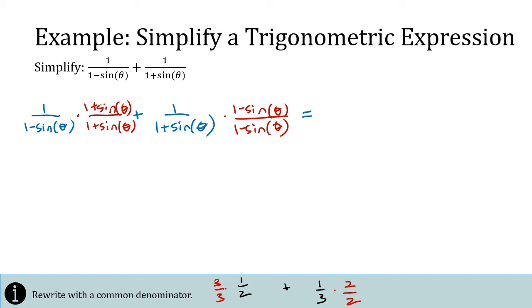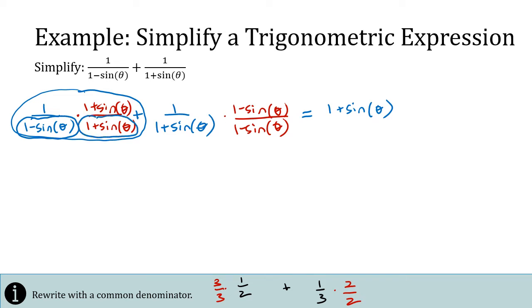Well, if I take a look at this first piece, I'm going to get 1 times 1 plus the sine of theta, so I'm just going to call that 1 plus the sine of theta. And my denominator, what is 1 minus the sine of theta times 1 plus the sine of theta? We know that when we take a binomial, like 1 minus the sine of theta, and multiply it by its conjugate, when we FOIL it out, those middle terms will cancel out. So I will be left with 1 times 1, which is 1, and minus sine squared of the angle.